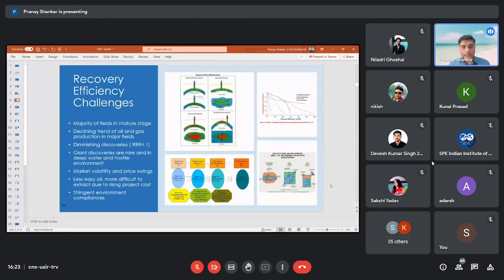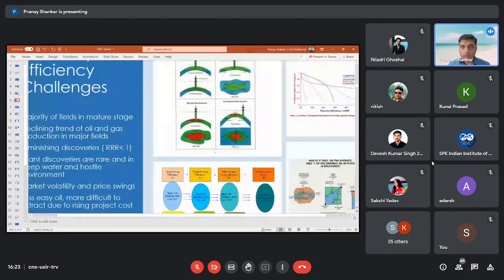So basically, again, what are the challenges that you face? Because you must have read in the books or literature that the recovery factor of most of the fields is in the range of 40 to 50%, right? So what is the reason why we can only recover 40 to 50% and why not 100%? So there comes the role of various factors, and one of them is called the reservoir drive mechanism.